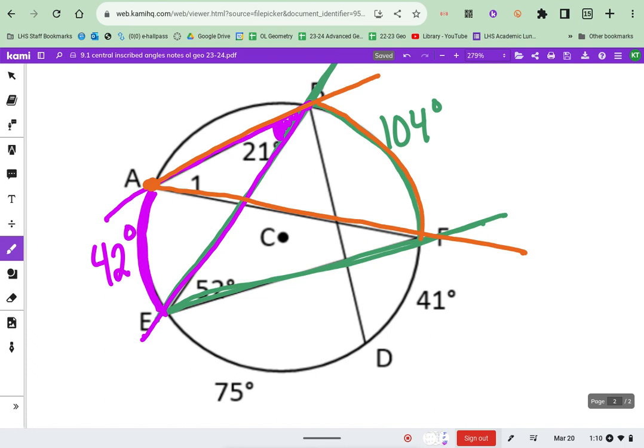So this is the arc. The arc is double the start. So what should the start be? 52. 52. Excellent.